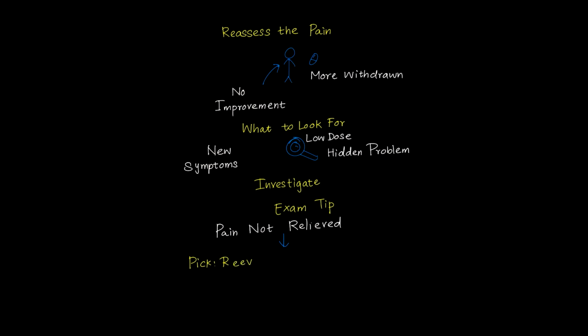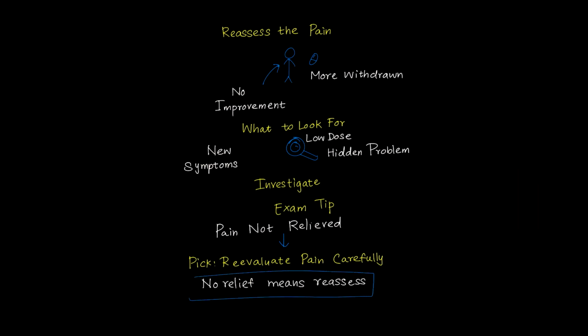That is unsafe practice. Documenting improvement anyway creates false records, hides a real problem, and exposes the nurse to tort liability for incorrect documentation. Reassess carefully. Here's a D439 OA exam tip for you. When pain does not improve after a dose, pick the option that reevaluates. Quick recall hook. No relief means reassess.